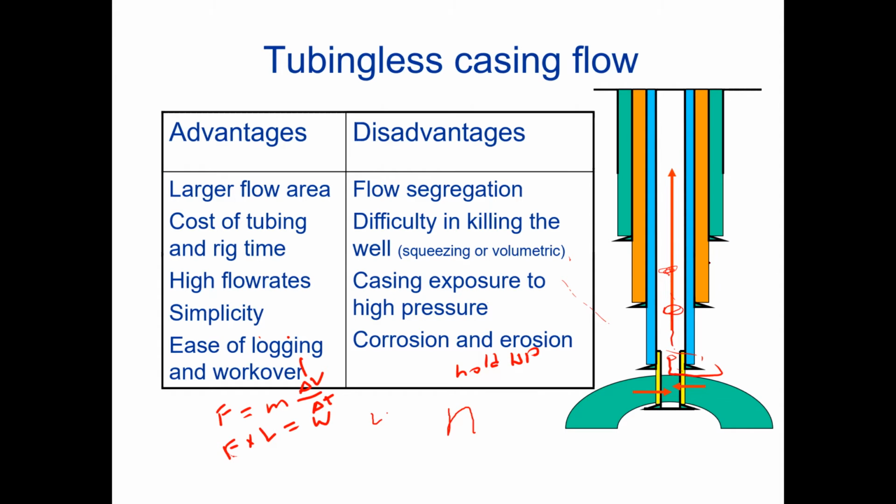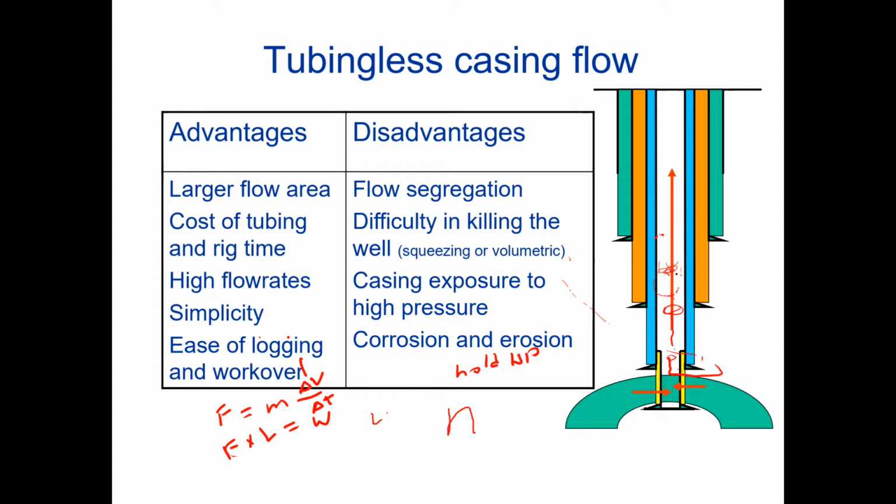Therefore, the column becomes heavy. Do you remember I said that hydrostatic head depends on the density? So the density increases, and that will result in flow segregation and an increase in hydrostatic head. So it is not good for low flow rates.